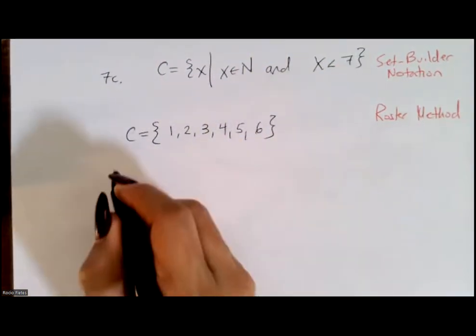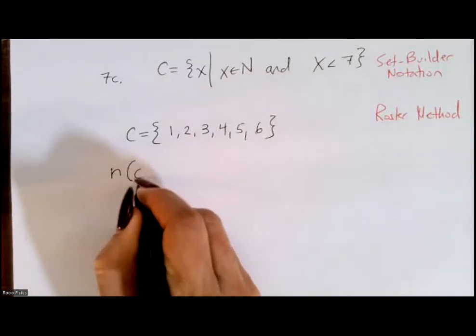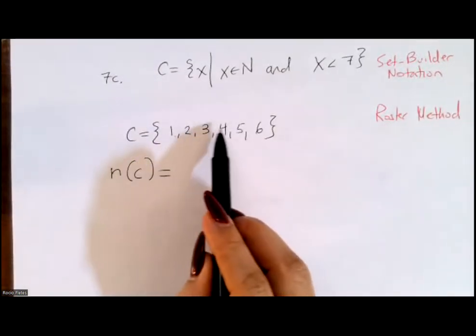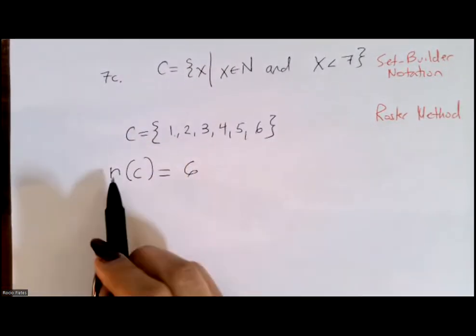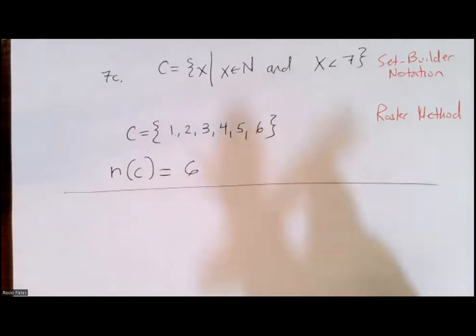Okay, so what is the cardinality then? Well, then the cardinality of C equals 1, 2, 3, 4, 5, 6. Right? That's the cardinality. The N, remember, represents cardinality.